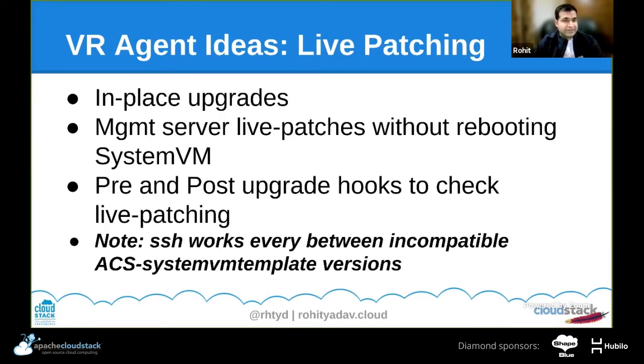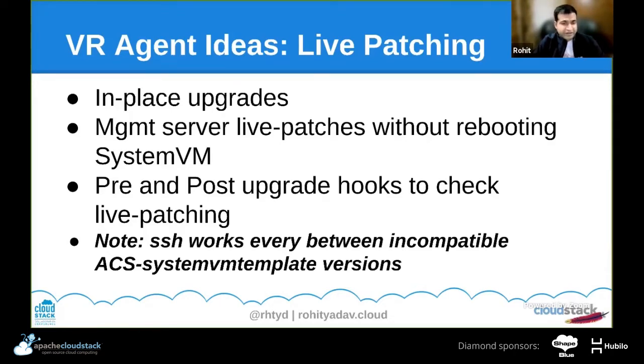Okay, what else can we think of for the VR? If it is a bunch of scripts that are being copied to a specific directory, then we can look into in-place upgrades, or we can look into overlayFS, where you can toggle between multiple versions of the VR agent in the VR. There's another option, which is that the management server can live patch the VR, so you don't have to reboot system VMs. It basically just works. And you can have pre and post upgrade hooks to check whether live patching actually worked and notify the user whether live patching worked for some VRs or not.